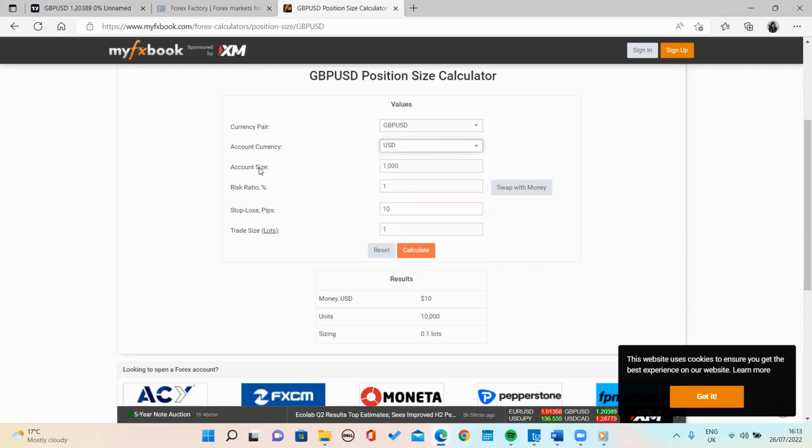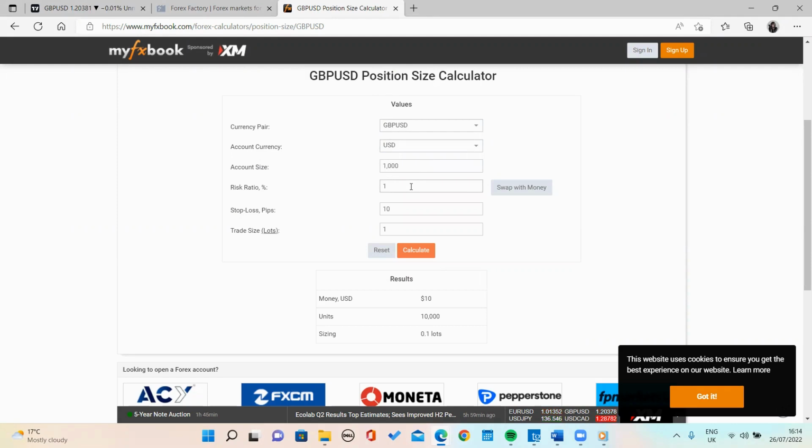And then you have your account size. So how much is in your broker account? How much do you have? For this example, we said $1,000. And then you would put in how much you are willing to risk.